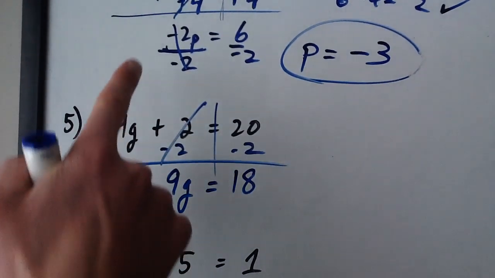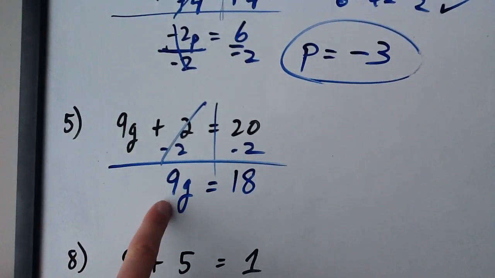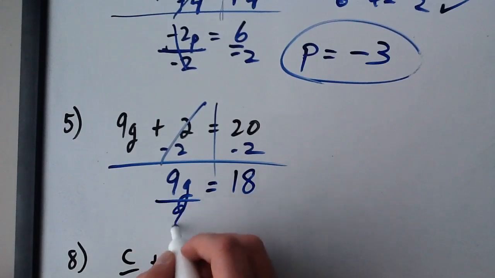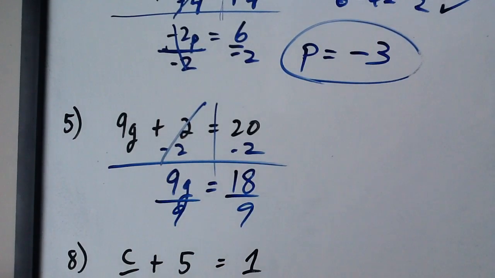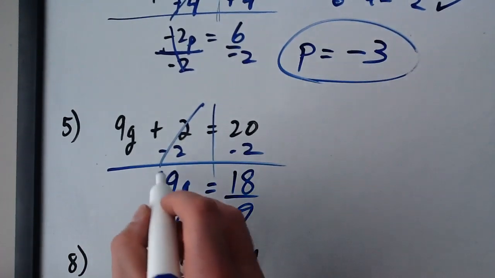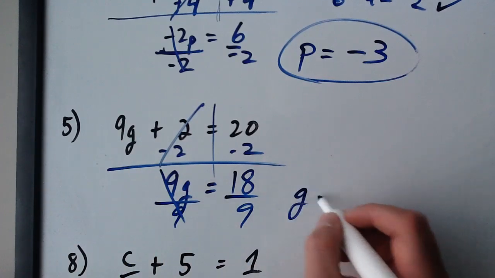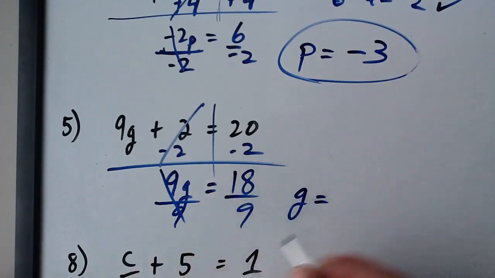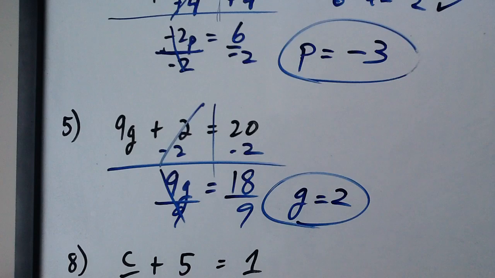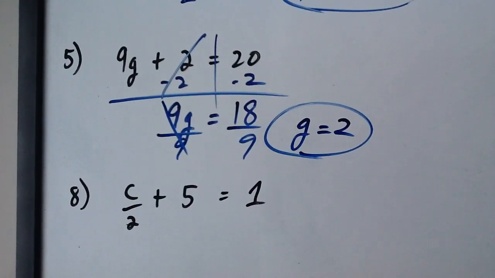Well, just like up here, we divided by the coefficient, same thing here. To get g by itself, you divide by the coefficient, which in this case is 9, right? That's the number being multiplied by the variable. 9 over 9 simplifies to 1 times g, which is just g. So g is equal to 18 divided by 9, which is 2. Last one, number 8, c divided by 2.